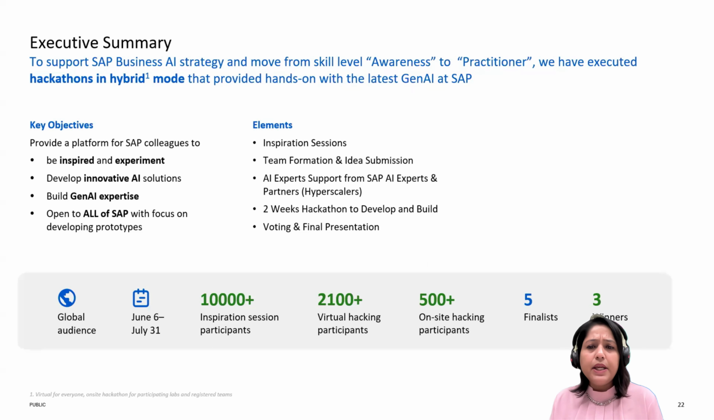Now, looking at some key elements of this massive event, we were able to offer close to 20 inspiration sessions. These sessions were not only from our internal experts and speakers, but we also partnered very closely with partners, for example from Microsoft, Google, and AWS, everybody who is making this possible for us at SAP and generally for our customers. We did have our participants work in teams of 4 to 6 people.